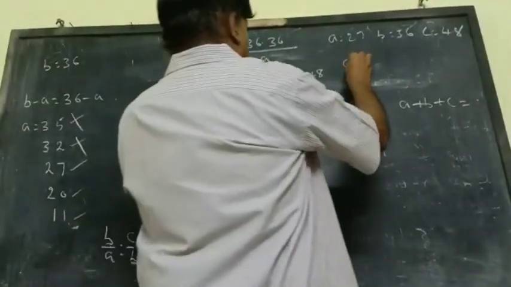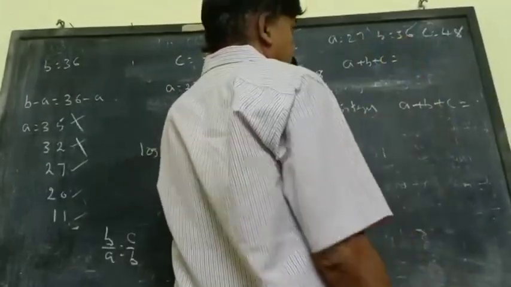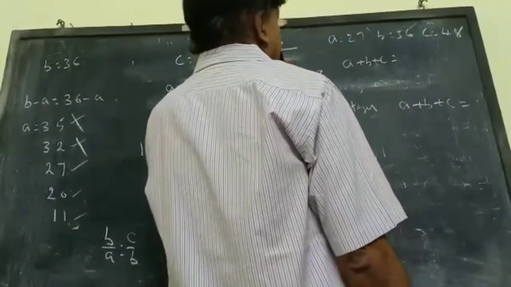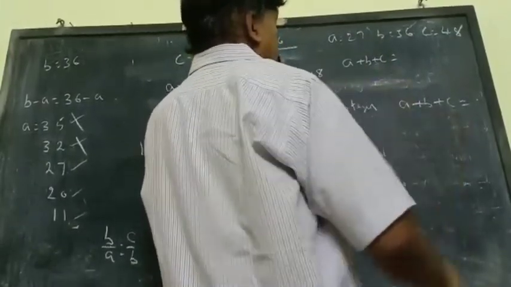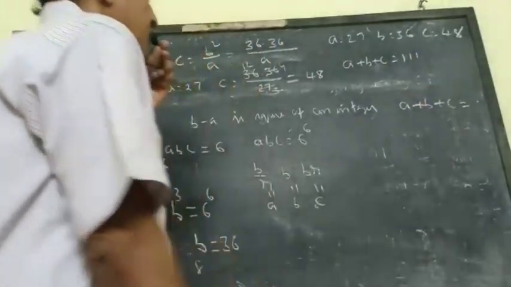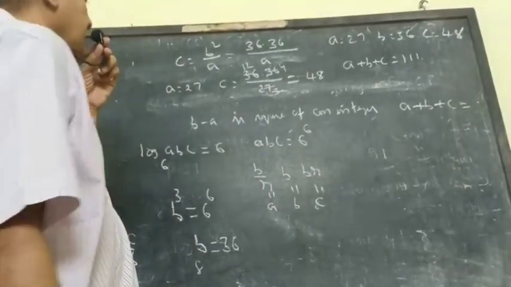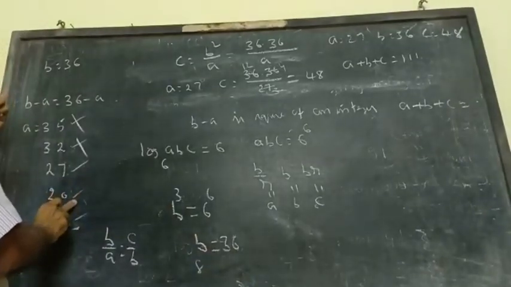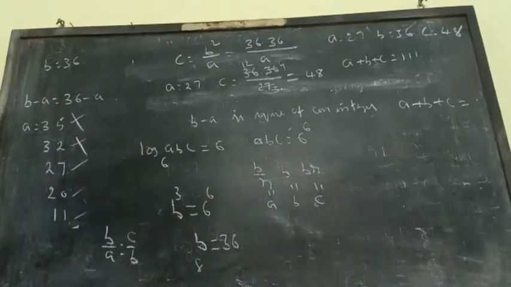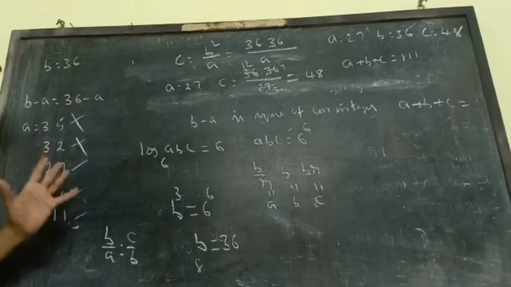Then what is A plus B plus C under these conditions? 27 plus 36, how much? 63, plus 48, 111, right? Yes, 111 you will get. Then next A is 20, I think 20 fails, 11 also fails. So therefore, A plus B plus C is equal to 111. This is also a typical question.